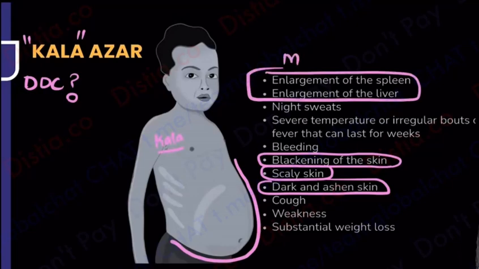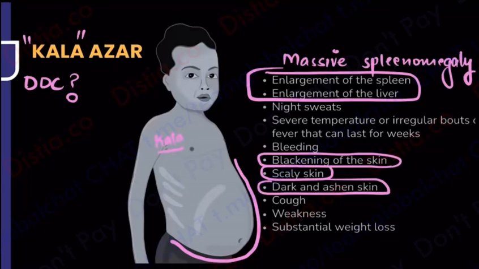And let me tell you, there is massive splenomegaly that you're going to see in these patients, right? These patients have hepatosplenomegaly. Apart from that, there are symptoms of any infection: fever, weight loss, weakness, night sweats. These are common symptoms of every infection, but the two main things are the pigmentation and the protuberant abdomen.